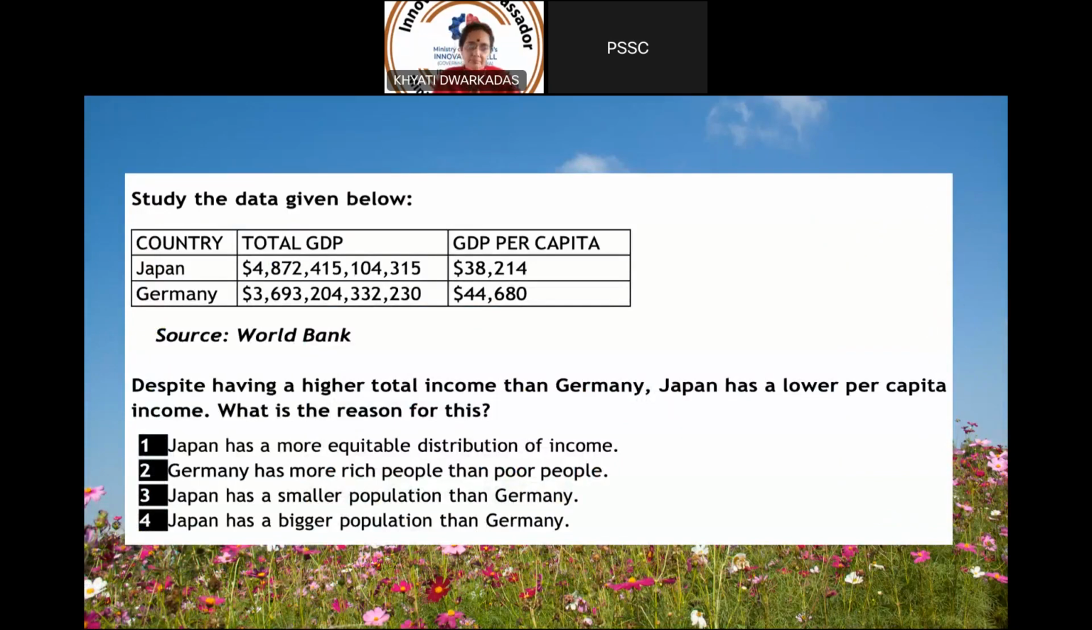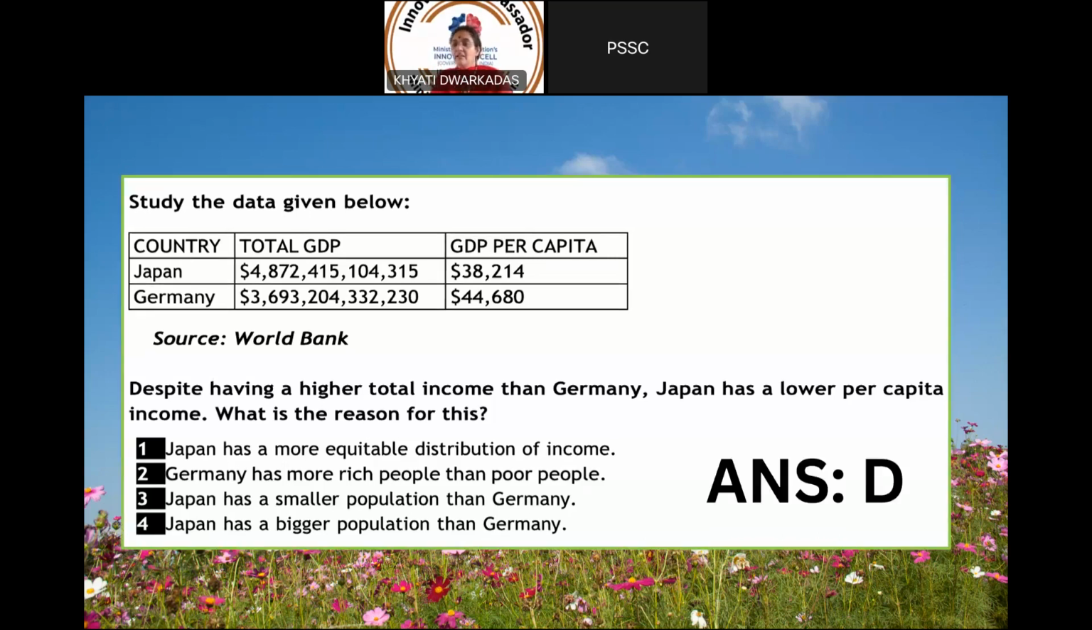Now you look at the data here. There's GDP data and there is per capita GDP data of 2 countries, Japan and Germany. Now give me the correct answer from this. This one, the question has changed. Pankaj says it's answer 4, but Prabhat Jha feels it is 3. Mohinder Kaur also feels it is 3. And the correct answer is 4. Japan has a bigger population than Germany. So clap for ourselves.